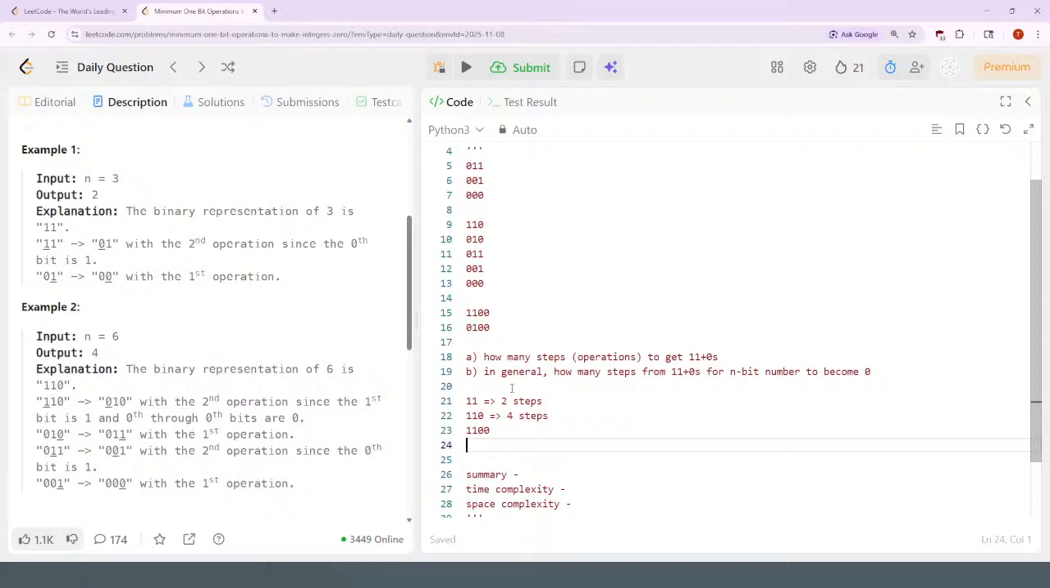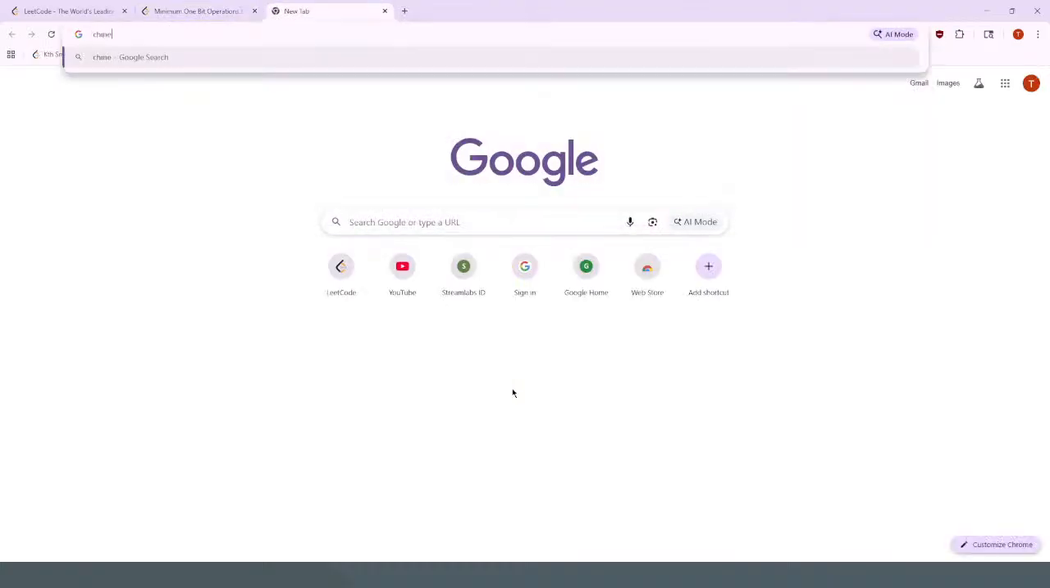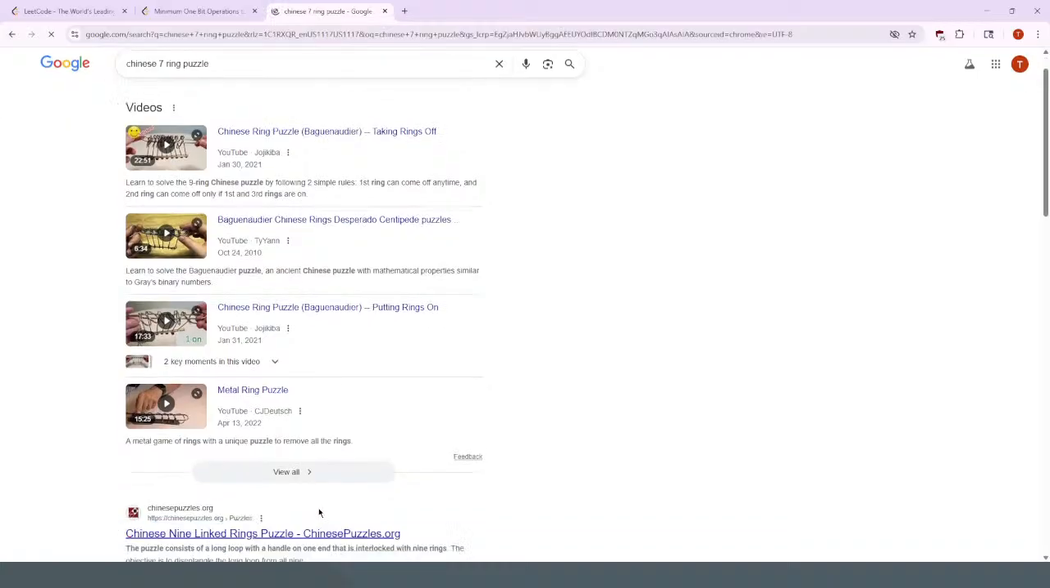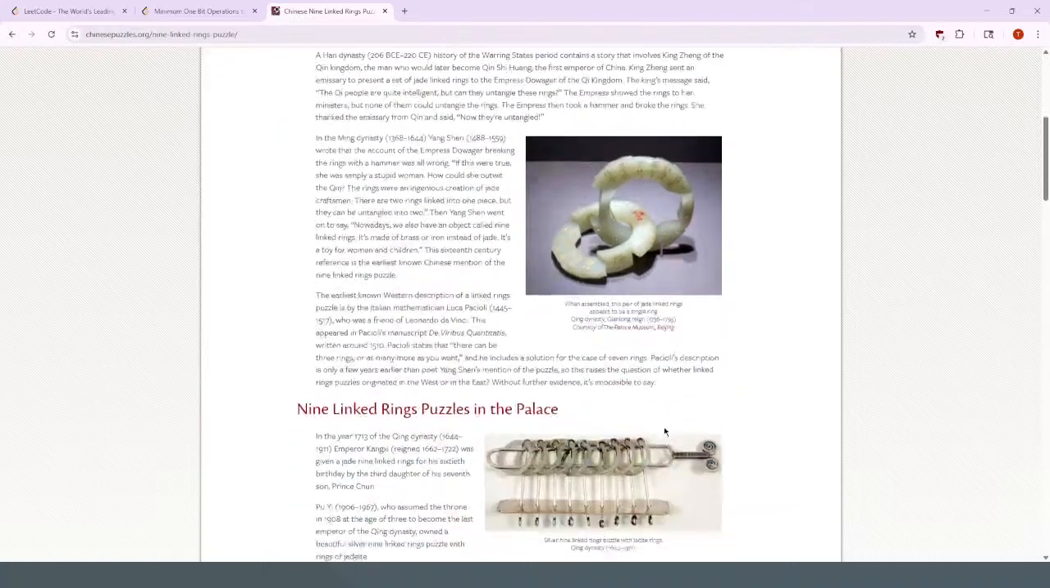So if it's 1, 1, 1, 0, 0, it becomes 0, 1, 0, 0. And now you're trying to get the second rightmost bit to become 1. So it's like 1, 1, 0, 1. It's like the 5 rings, 7 rings. What was it called? Chinese 7-ring puzzle? Something like that. 9-ring puzzle. Yeah, it's very much like that one.